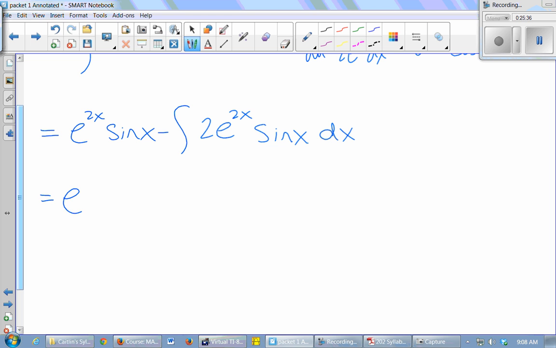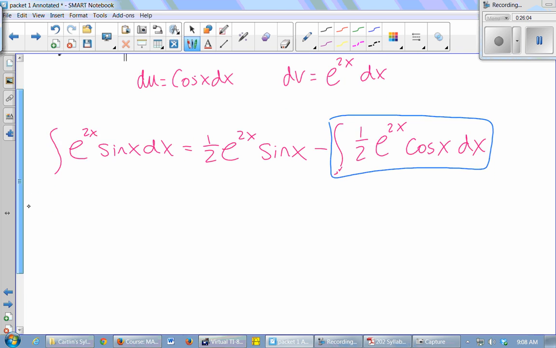So this is e to the 2x sine x minus 2 times the integral of e to the 2x sine x dx. We're going in circles, right? This integral of e to the 2x sine x dx is exactly what I started with. That's what I'm trying to figure out. So I feel like I should be frustrated right now, but we can do a sneaky little trick here.